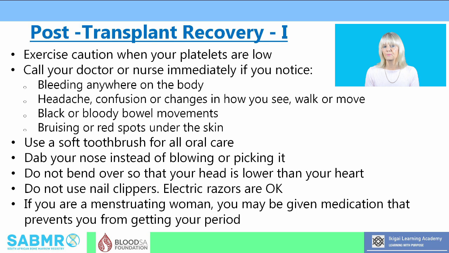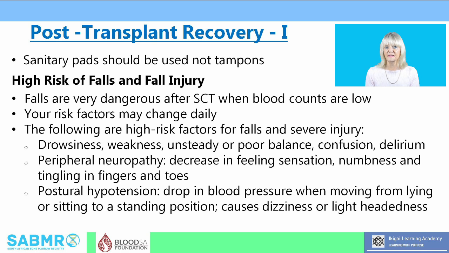Use a soft toothbrush for all your oral care. Floss regularly if you already do so. Dab your nose instead of blowing it or picking it. Do not bend over so that your head is lower than your heart. And do not use nail clippers. Electric razors are okay. If you're a menstruating woman, you may be given medication that prevents you from getting your period. If your period starts, sanitary pads should be used instead of tampons.